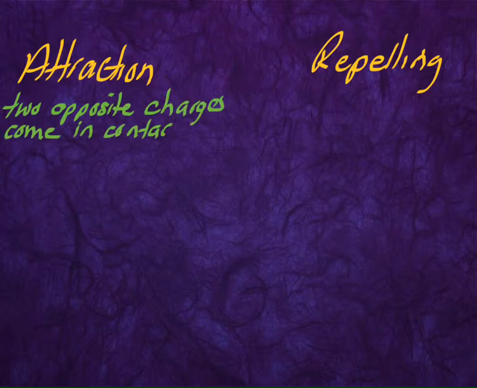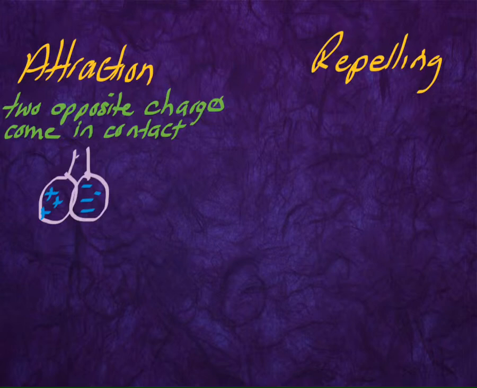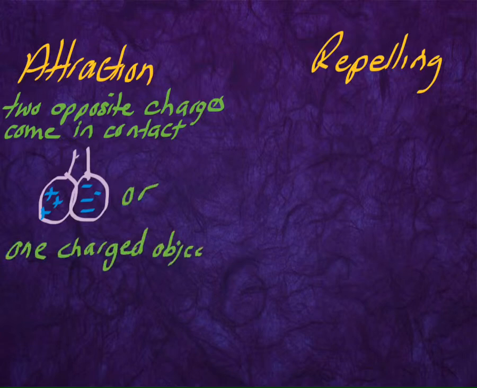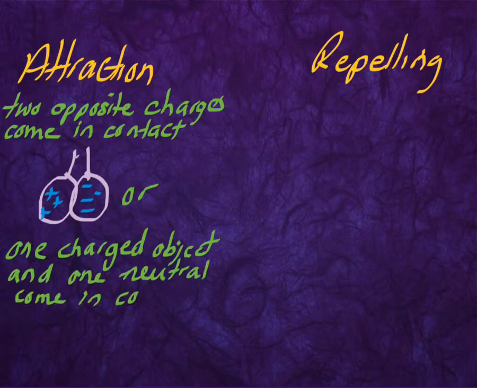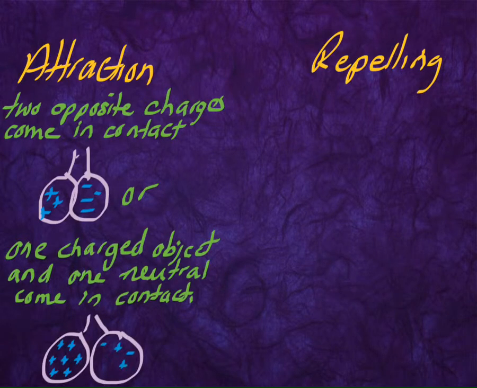In order to see an attraction type of force, you have to have two opposite charges that come in contact. You know that Paula Abdul song, Opposites Attract? When you have a positive and it meets a negative, there is this instant attraction and they come together. There's another way you can also get this: when you have a charged object coming in contact with a neutral object. If you look here in my picture, this is a positively charged balloon, and this is a neutrally charged balloon. When they see each other, they are attracted to each other, and they stick to each other.